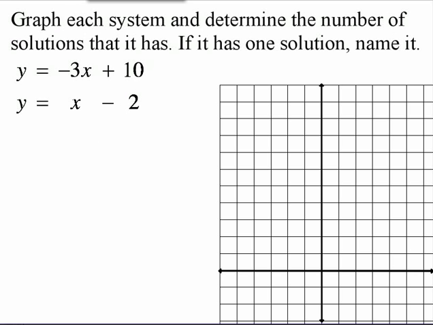So now what we're gonna do is we're gonna get to where we're actually graphing these. On the very first one, it says graph each system and determine the number of solutions that it has. If it has exactly one solution, we're gonna name it, and we're gonna actually say the solution is this point. So the very first one we're gonna look at: y equals negative 3x plus 10. What you're gonna wanna do is find the slope and the y-intercept of each of these. So what's the slope gonna be here?